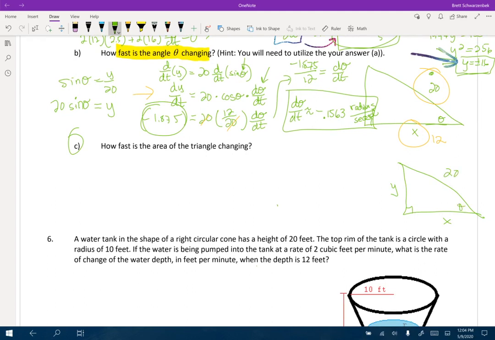So hopefully by now, when you see rate of area changing, the first thing you think is, I need a dA dt. So if I need a dA dt, I need an area formula for this triangle. Area, again, is 1/2 base times height, but the base is here and the height is here, so area equals 1/2 xy. So we can come up with our formula by taking the derivative of both sides of this with respect to t.